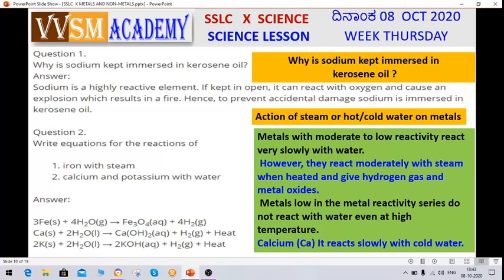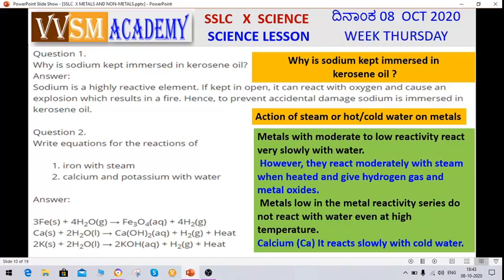Why is sodium kept immersed in kerosene oil? Sodium is a highly reactive metal. It is a very soft metal. It is always kept in kerosene oil because it is highly reactive. If it comes in contact with air, it reacts immediately with the oxygen of the air and water moisture. It catches fire. A violent reaction takes place. Therefore, an explosive reaction takes place. Therefore, it is always kept under kerosene oil.